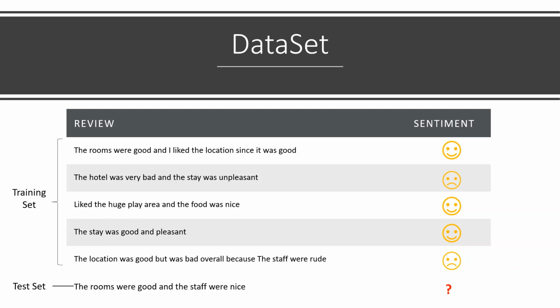The data set is composed of 5 reviews in the training set along with its associated sentiment. So it's a labeled data set. We have to find what will be the final sentiment when the test set has the review, the rooms were good and the staff were nice.